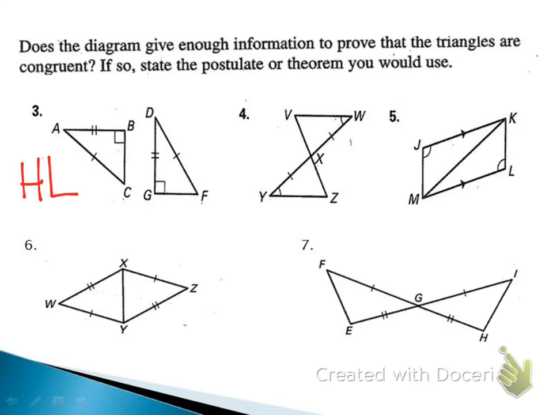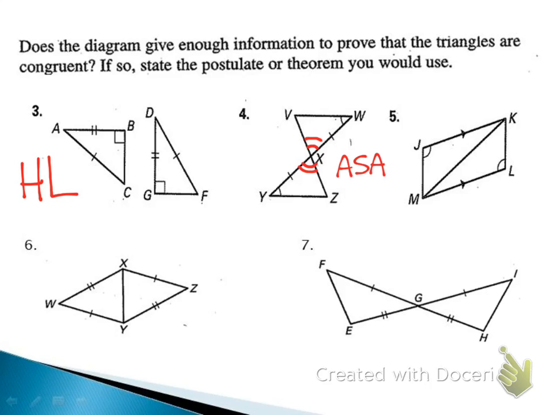All right, number 4, there's a bit of a trick. You need to recognize that these are vertical angles, and vertical angles are always congruent. That might help you out. Any thoughts on number 4? What do I have? Angle, side, angle. Matches with angle, side, angle. So what's the answer? ASA. Good. Angle, side, angle.